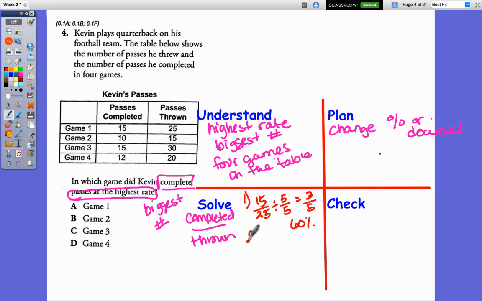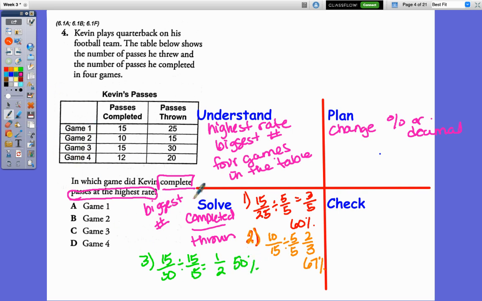Okay, we're going to do game 2. And game 2 was 10 out of 15. I can divide that by 5 and get 2/3. 2/3 is a benchmark fraction, 67%. Game 3 over here is 15 out of 30. I can simplify that by dividing by 15. That is 1/2. 1/2 is 50%.